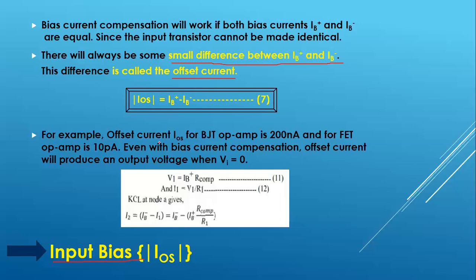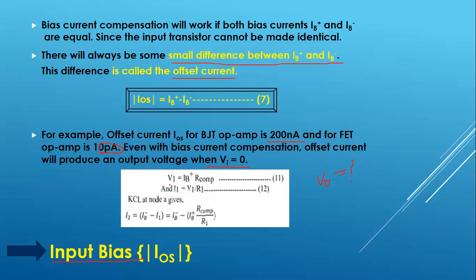So, for example, if we consider the typical value of this input offset current, it is 200 nanoamps for BJTs, and for FETs it will be 10 picoamps. Now we are not considering that. If we consider the input offset current for BJT, that is 200 nanoamps, and if we apply input voltage to be equal to 0, what is the amount of output voltage you will be getting?